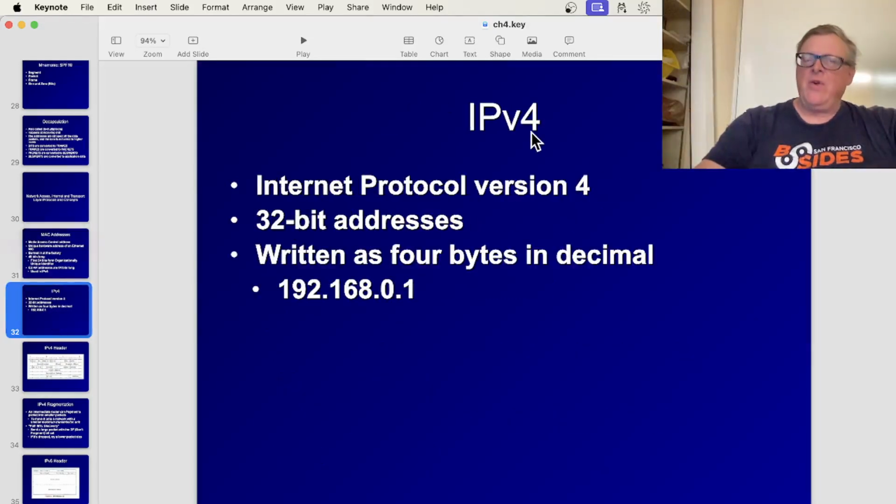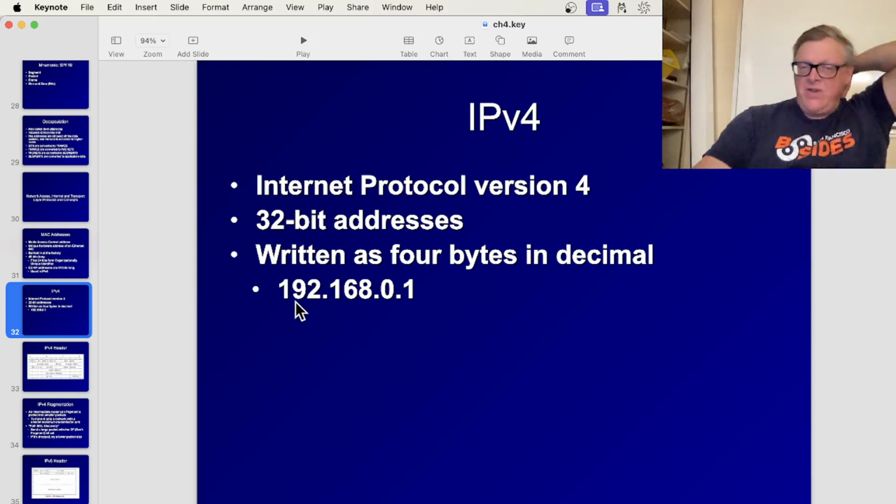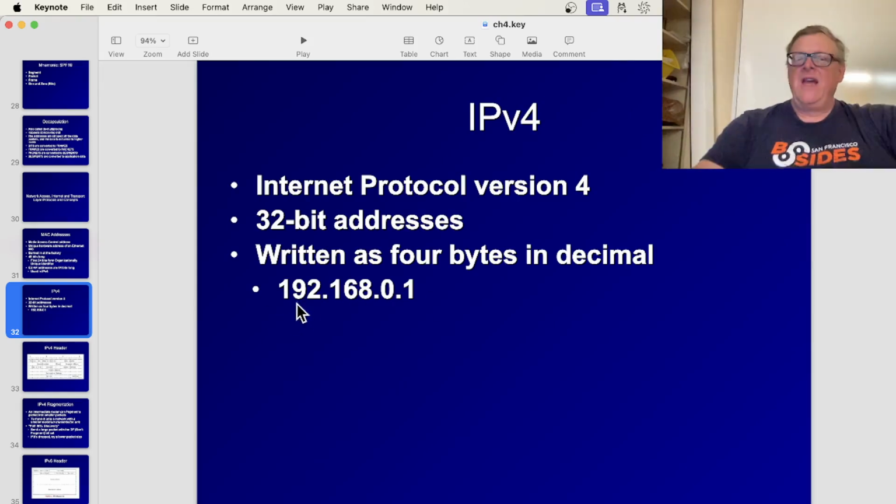So IP version 4 is what's most commonly used, where you have these 4 numbers. Each number can go from 0 to 255, and they're separated by dots. And that's really a way to represent a 32-bit binary number, which is what it is.